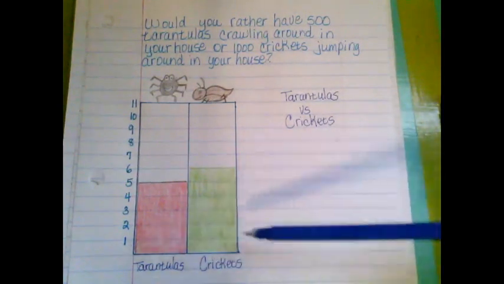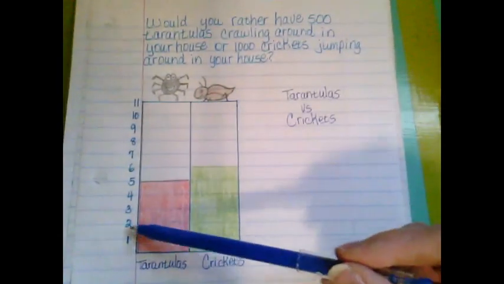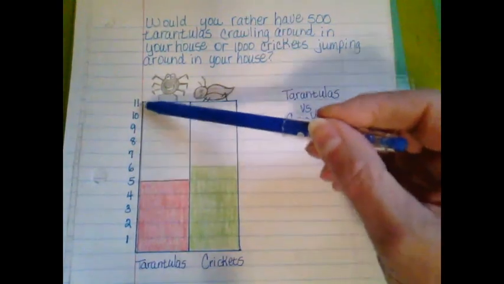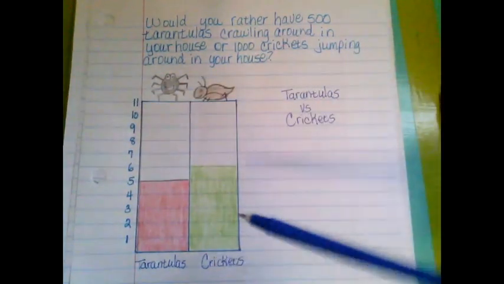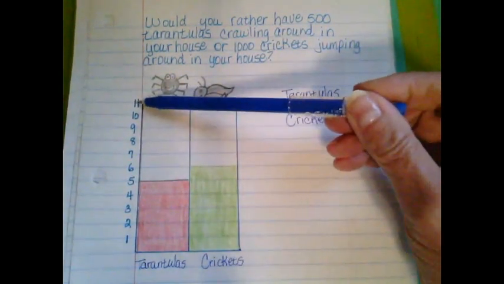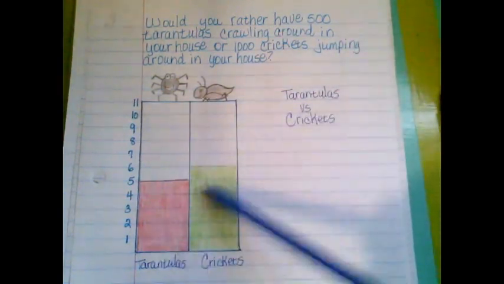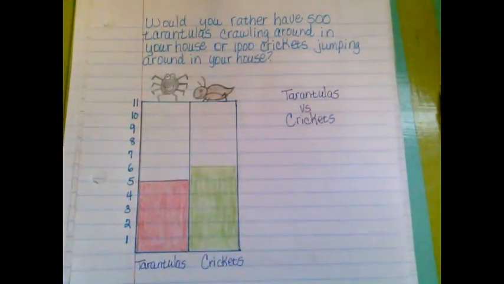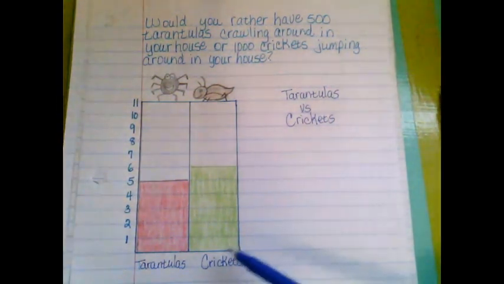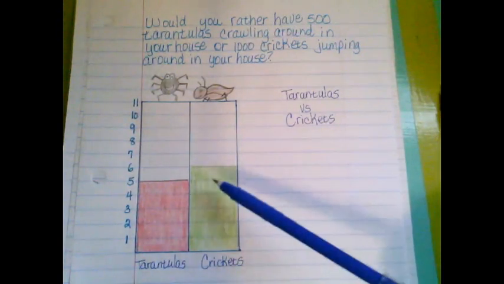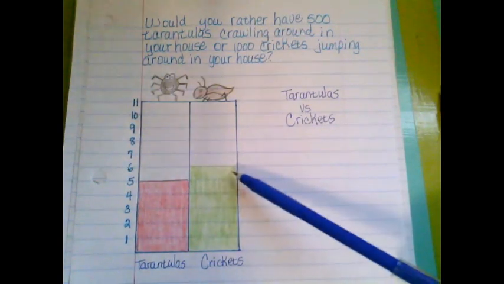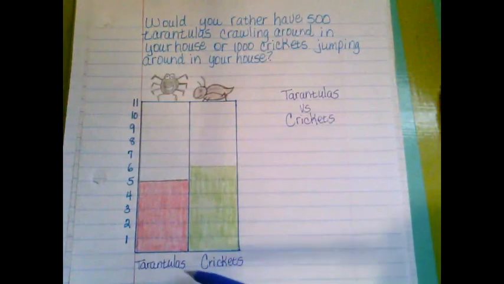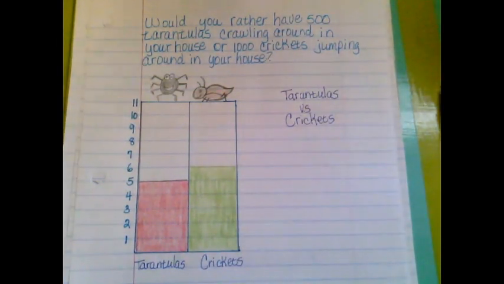And then I used the lines on this paper to divide it up into numbers. Since I interviewed 11 people, I went ahead and numbered it to 11. And then these are my results. So the purpose of this bar graph is to see how many people prefer tarantulas or crickets. And you can easily look at the graph and see that more people, even though it's just one more person, prefer crickets to tarantulas in their home.